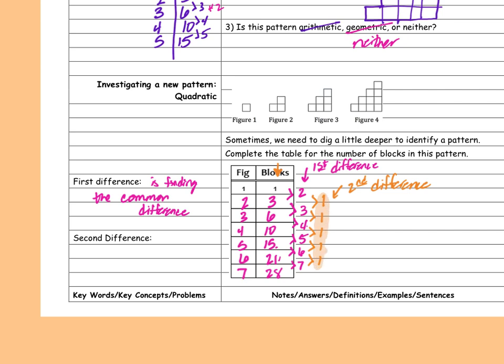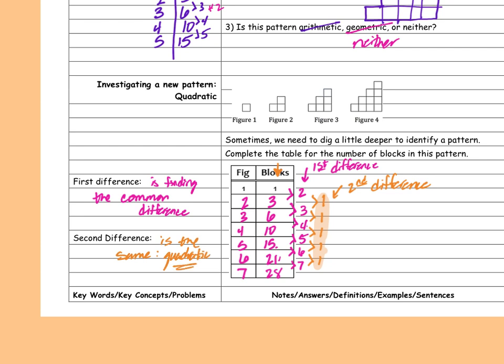And remember, if it's arithmetic, my first difference is the same. So we're going to define these a little bit better, first difference, second difference, next class period. But if my first difference is all the same, then I know that it's an arithmetic sequence. If my second difference is the same, we have a new name for this, and the new name is quadratic. Q-U-A-D-R-A, quadratic. Okay, so this is called quadratic.